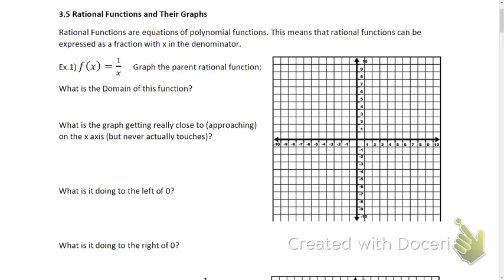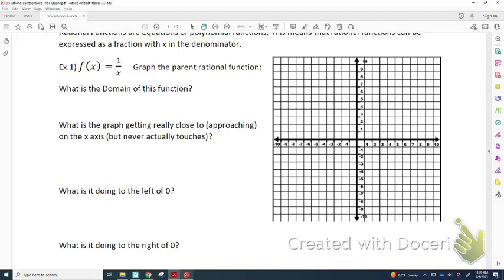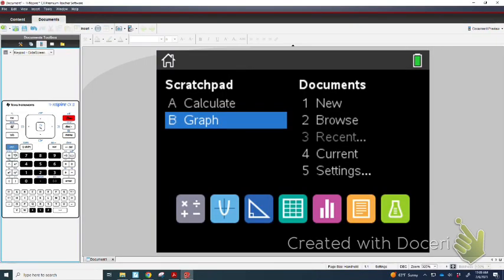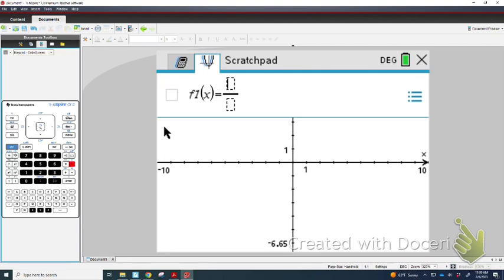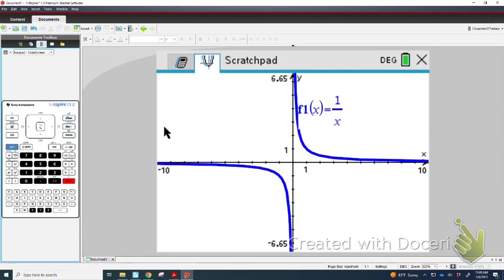In college algebra, we started rational functions. So to start out, we have that equation right there, or function. Let's look at it on the calculator. So it was 1 over x. And there it is. The weird thing is this looks like multiple graphs, but this is one graph.